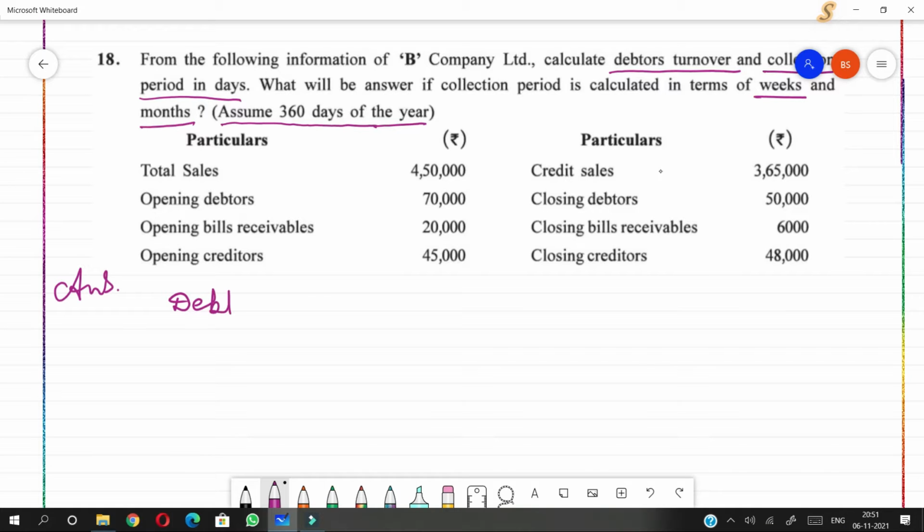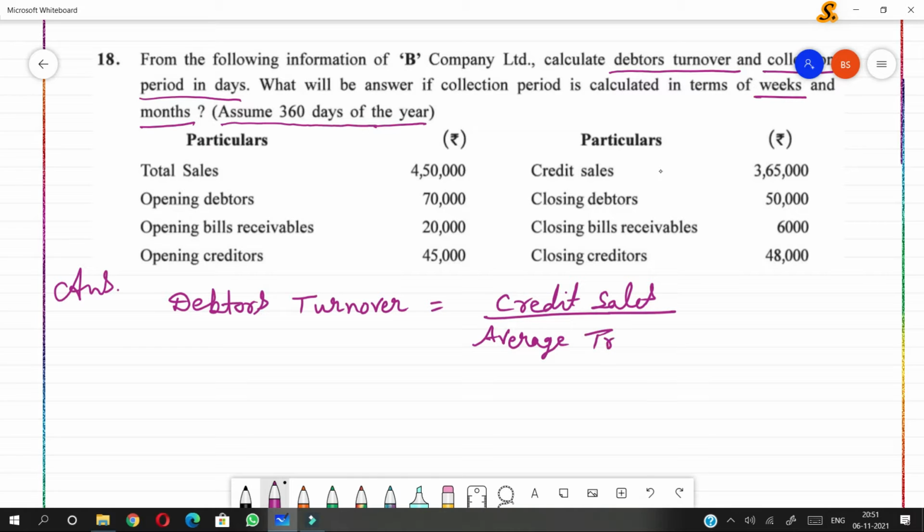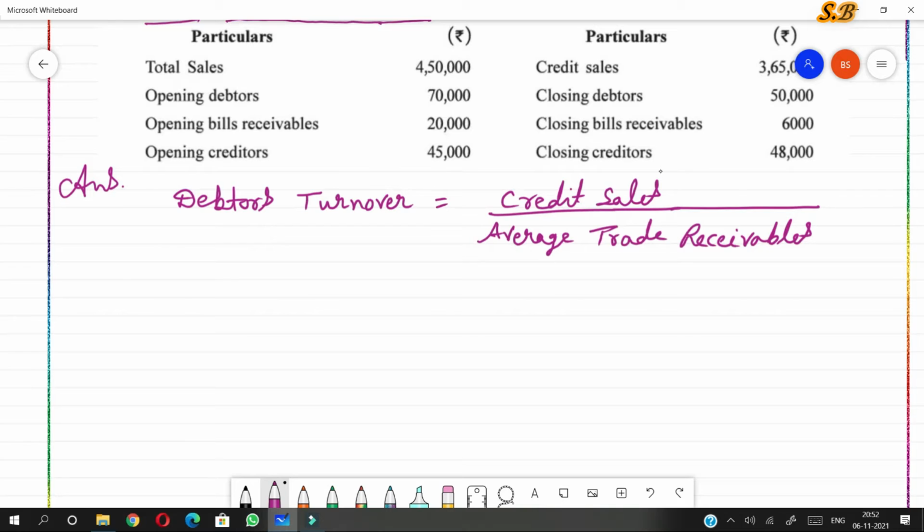Debtors turnover equals credit sales divided by average trade receivables. So credit sales is given, we have to find out average trade receivables.